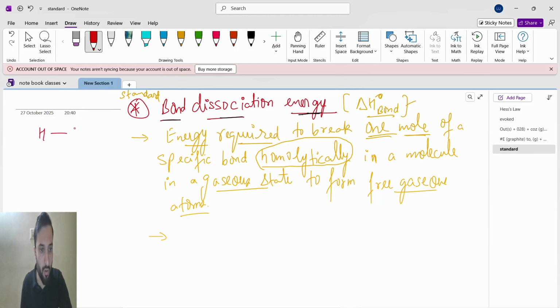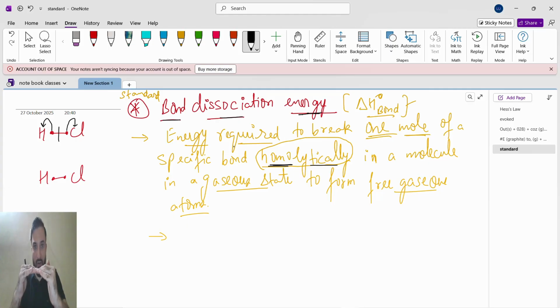Homolytically and heterolytically, I will tell you. Suppose I take a bond of hydrogen chlorine. We know hydrogen has 1 electron, chlorine has 1 electron, right? So if I talk about homolytically, homo means same. If I break the bond here, same means the same 1 electron will go to hydrogen and the same 1 electron will go to chlorine. So homolytically means, if we break the one bond, obviously we know it has 2 electrons, 1 electron will go to each atom.